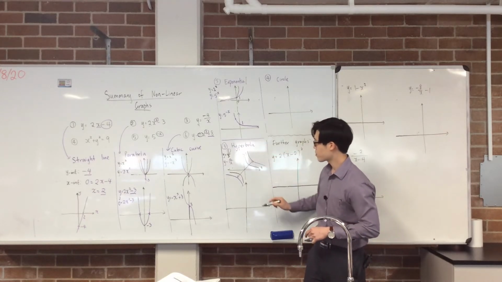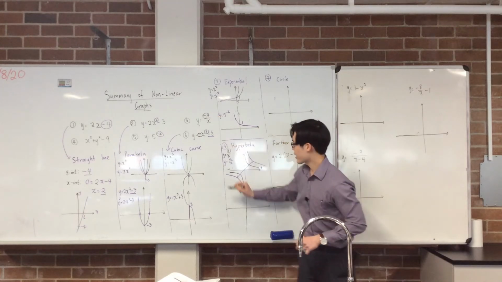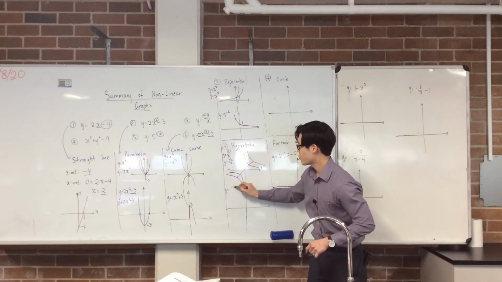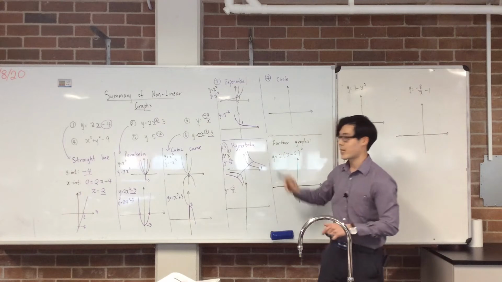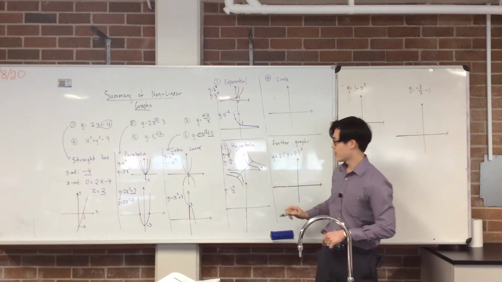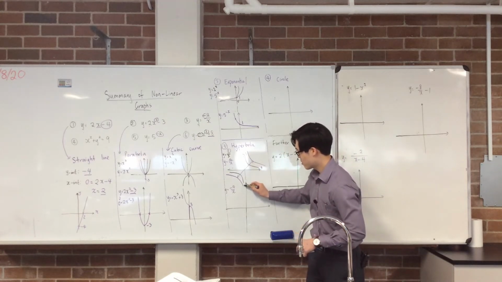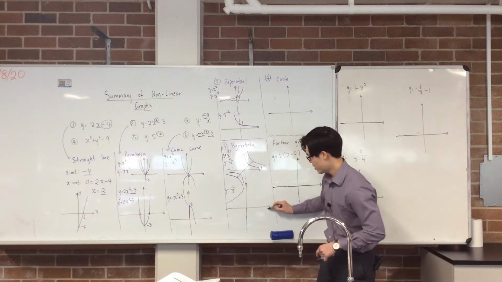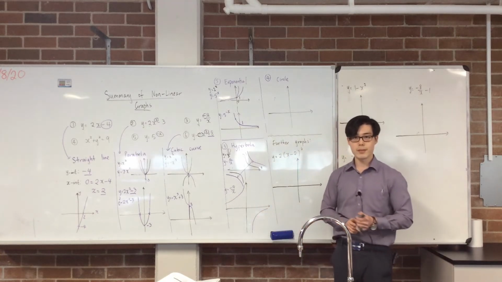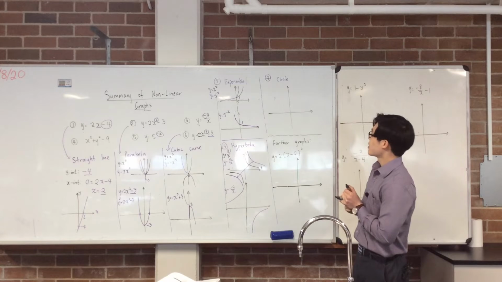Now, in our case, we've got y equals -4 over x. So how does it change from the purple graph? It's just the other side, like this. Remember that? Okay, lastly, circle.